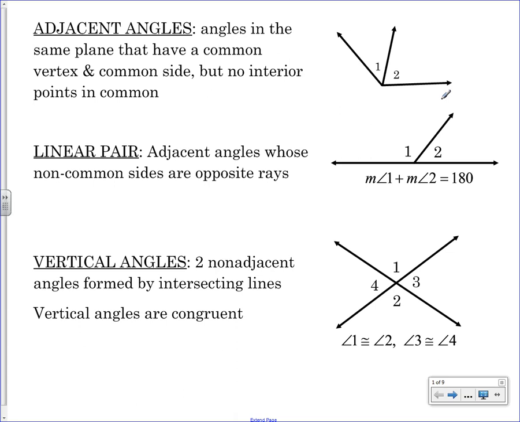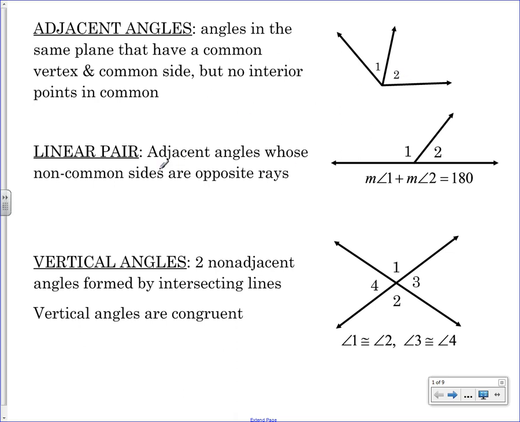So adjacent angles: angles in the same plane that have a common vertex and a common side, but no interior points in common. What that means is angle 1 is literally right next to angle 2. They're touching. Does that make sense? They don't overlap, but they're touching. So angle 1 is adjacent to angle 2, next to, something like that, all right?